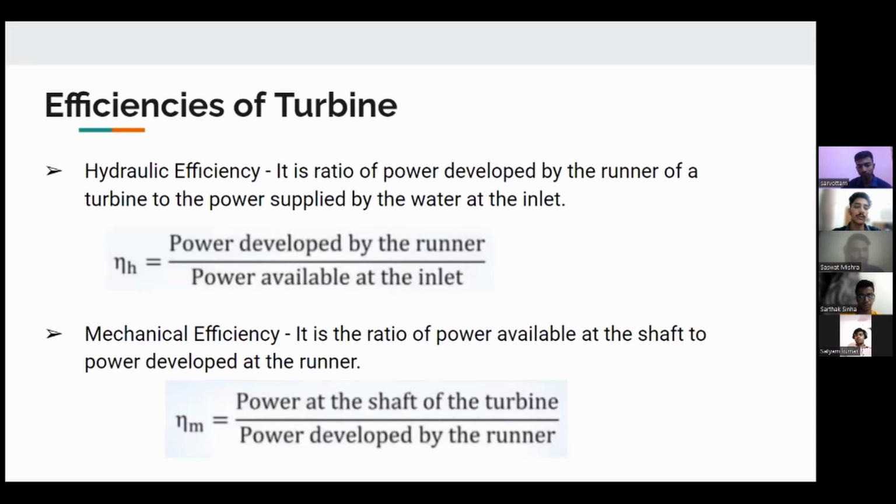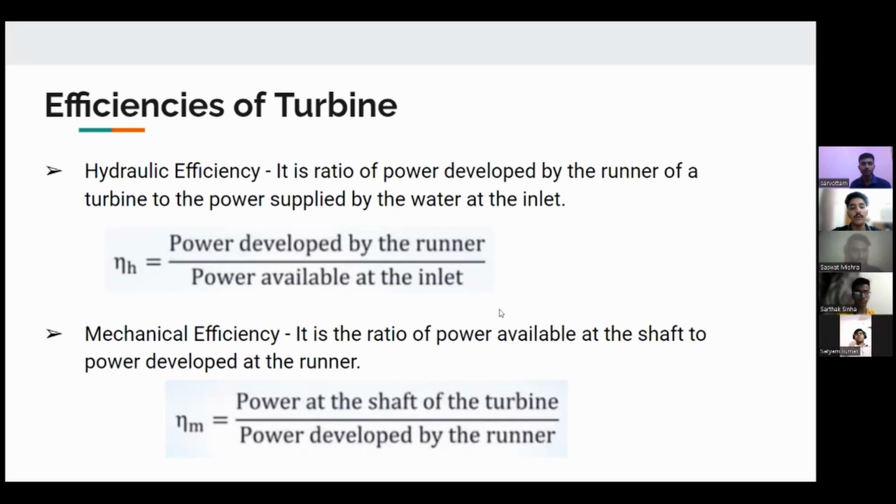So here we come to the efficiencies of the turbine. The first one is hydraulic efficiency. It is defined as the ratio of power given by the water to the runner of the turbine to the power supplied by the water at the inlet of the turbine. The power at the inlet of the turbine is more, and this power goes on decreasing as the water flows over the vanes of the turbine due to hydraulic loss, as the vanes are not smooth. So, as we can see here, its formula is power developed by the runner to the power available at the inlet.